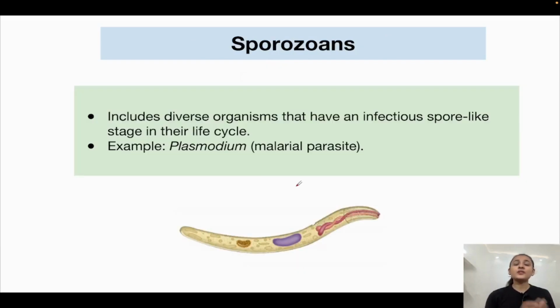All right. Now coming to sporozoans, which are the fourth type of protozoans. Now sporozoans includes diverse organisms that have an infectious spore-like stage in their life cycle. Okay, sporozoans includes various kinds of organisms, but all of those organisms will have an infectious spore-like stage producing spores in their life cycle. A famous example of this is Plasmodium, which is a malarial parasite that is responsible for causing malaria. So malarial parasite Plasmodium is a sporozoan.